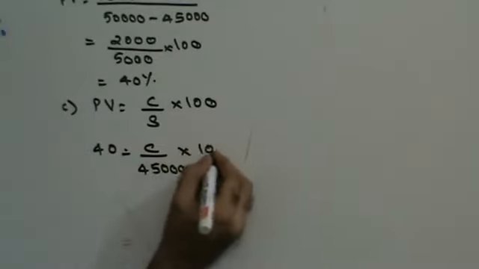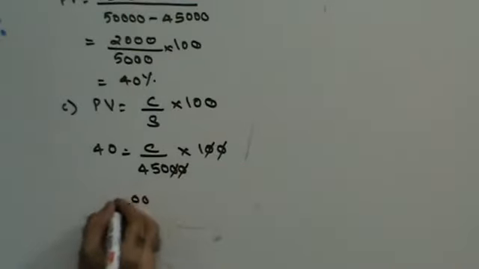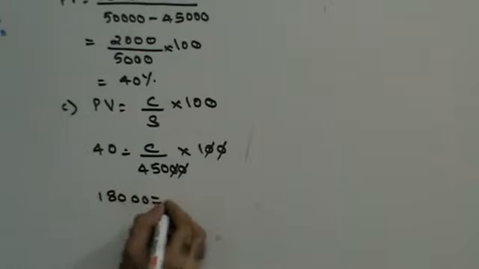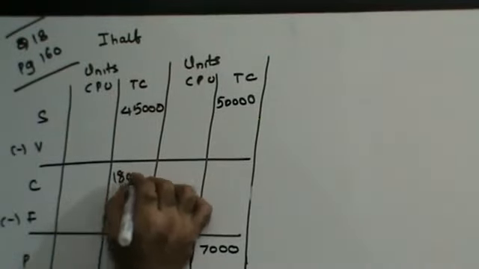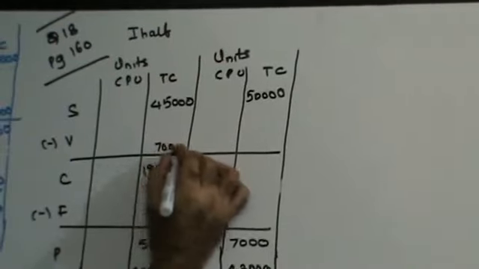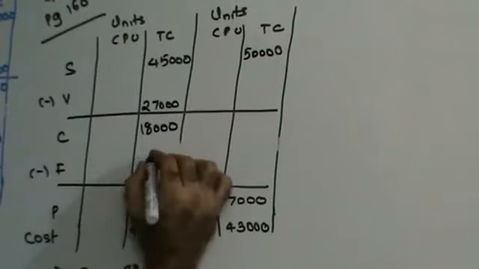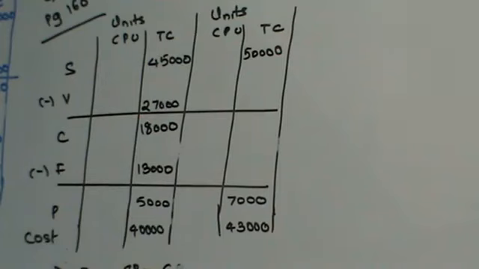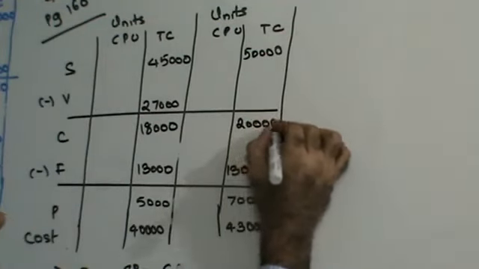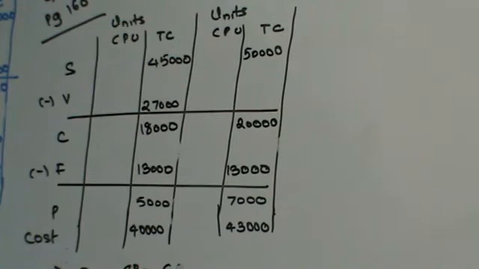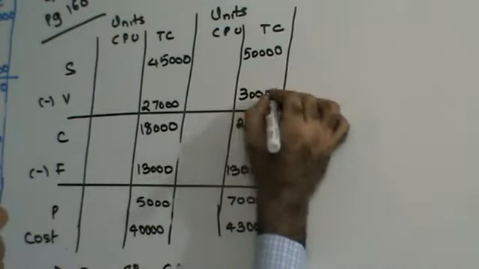45,000 into 40 over 100, so C is going to be 18,000 for the first period. So 27,000 will be the variable cost and fixed cost will be 13,000, because 18,000 minus 13,000 will give you 5,000. Two things remain constant, PV and F remains constant. So F will remain the same. Therefore, this will be 20,000, because 20,000 minus 13,000 will give you 7,000. If this is 20,000, then variable cost will be 30,000.